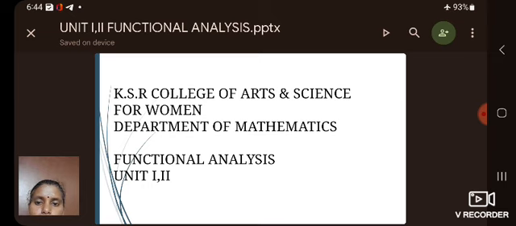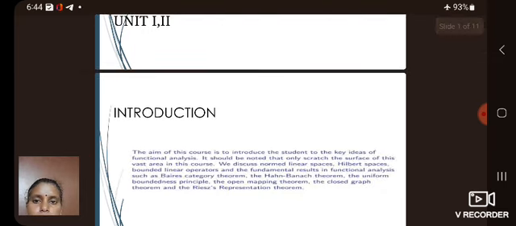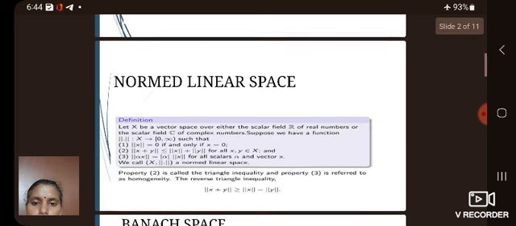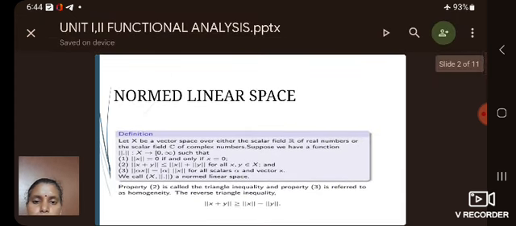Now we see the functional analysis, Unit 1 and Unit 2. The aim of this course, functional analysis, is to introduce the students to the key ideas of functional analysis. It should be noted that we only scratch the surface of this vast area in this course. We discussed normed linear spaces, Hilbert spaces, Banach spaces, etc. Now let us see the definition of normed linear space.